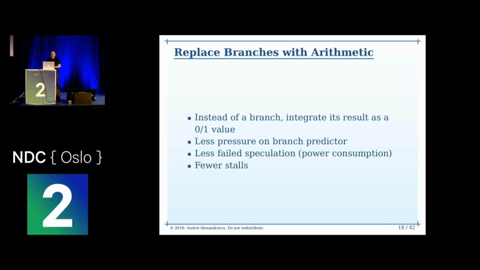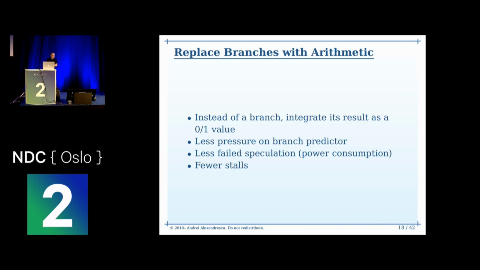The idea is, instead of a branch, you want to integrate the result of the branch as a 0 or 1 value. So that means, essentially, you do the test, and you initialize an int with the result of the test. Instead of doing if on it, you initialize an int with it, and then you use the int in computation. And that int is going to be 0 or 1, right?